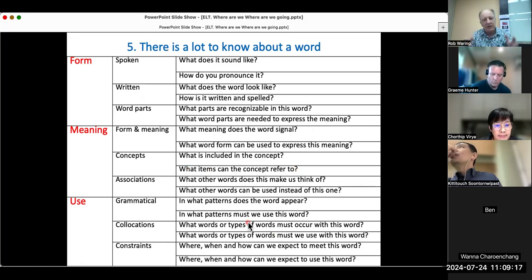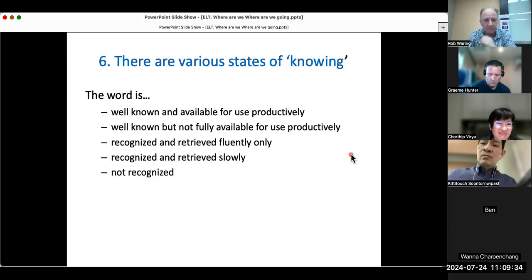And so on. So if you really want to know a word and its multiple meaning senses, you're going to need all of this as well. And again, this cannot be taught, even for the 2,000 most frequent words in English. You cannot teach all of this stuff. There is way, way, way too much.